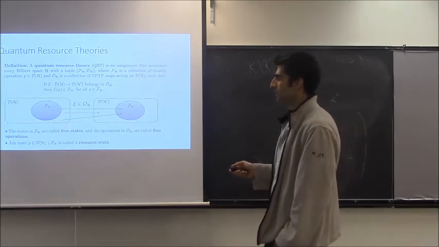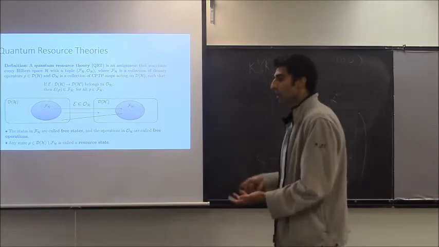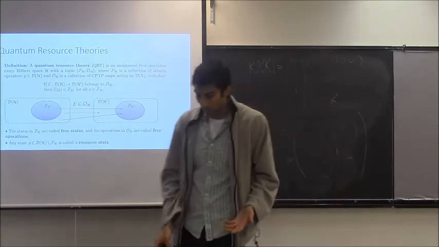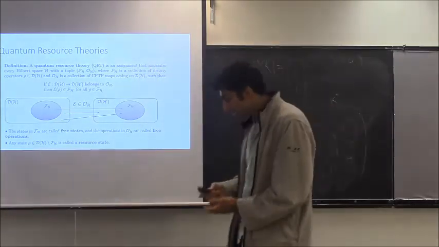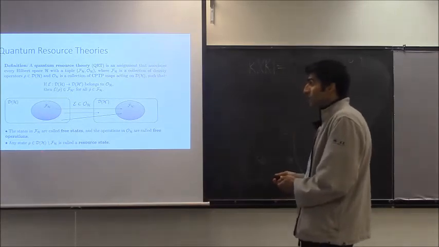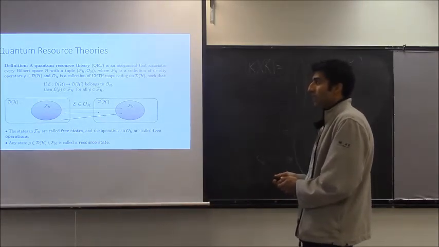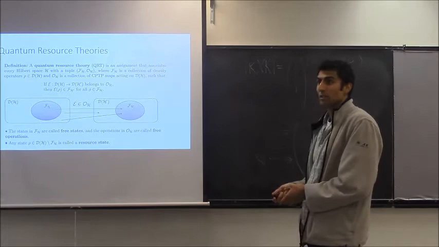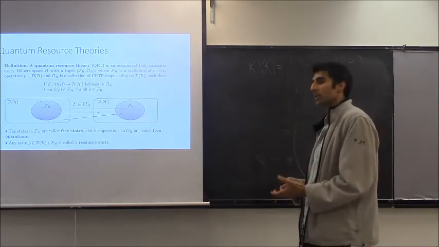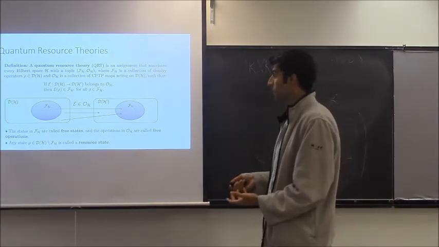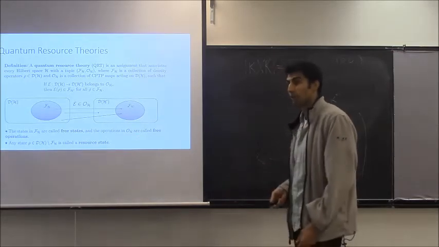Any state that's not in this set of free states is called a resource state. So any state outside here is a resource. It's called a resource state for understandable reasons, because we can't generate any state outside of F using the allowed operations. So we can really think of it as a resource. It's something that we don't have access to, nor can we create using our allowed operations.